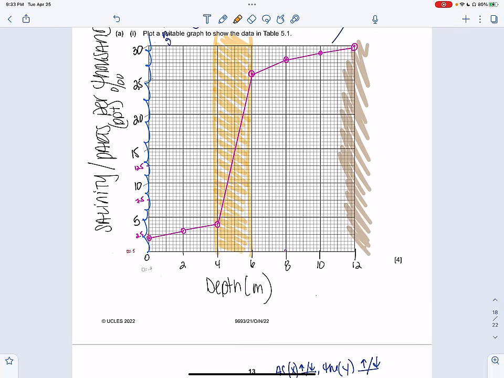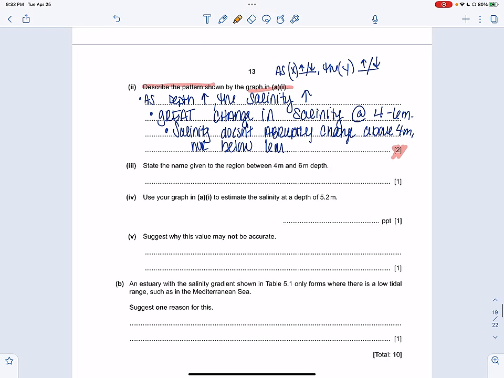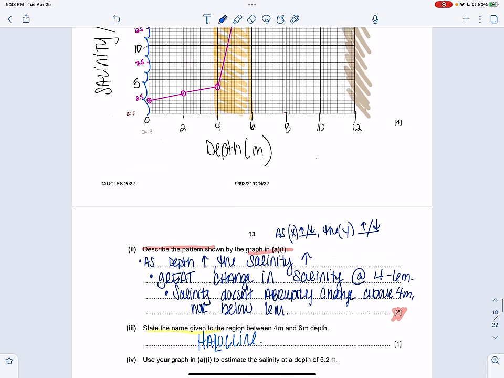But this is your halocline. And up here is the surface of the water. Oh, we're so close. We only have that math question left. State the name given to that region. This is the halocline. Use your graph to estimate the salinity at a depth of 5.2.